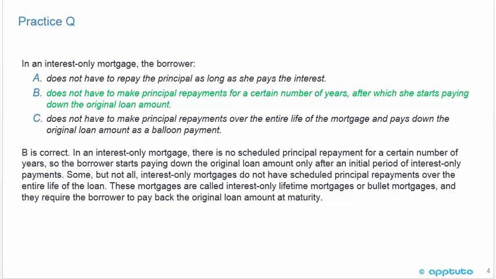Some, but not all, interest-only mortgages do not have scheduled principal repayments over the entire life of the loan. These mortgages are called interest-only lifetime mortgages or bullet mortgages, and they require the borrower to pay back all the original loan amount at maturity. And that's the last slide for this LOS.